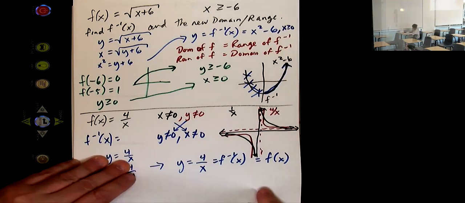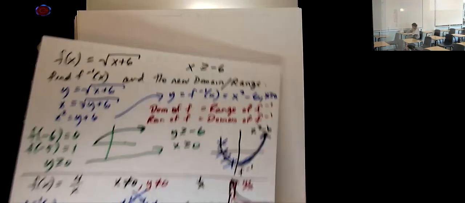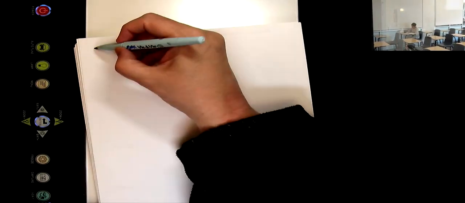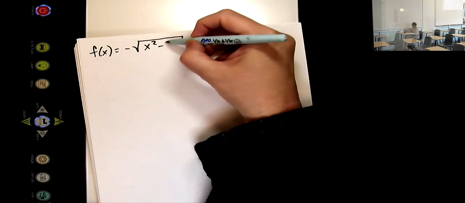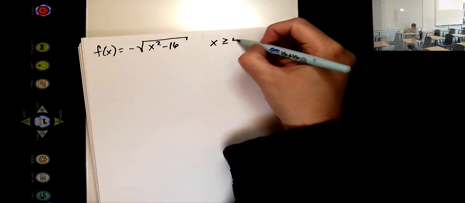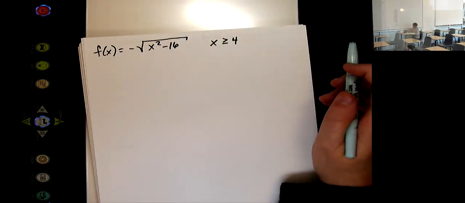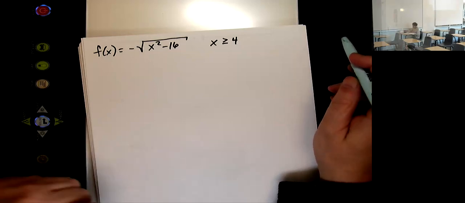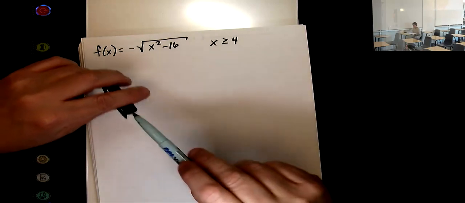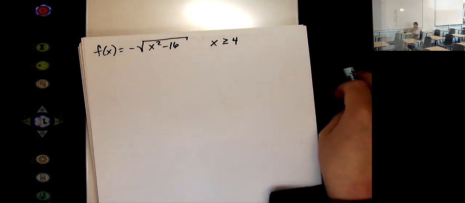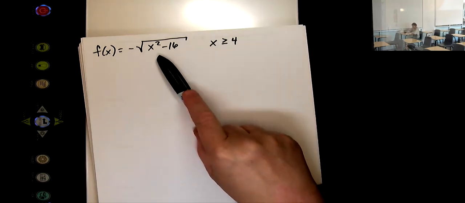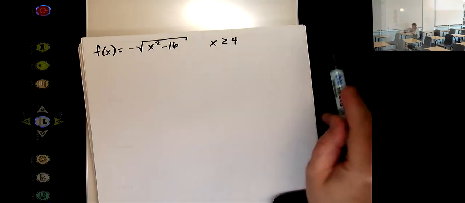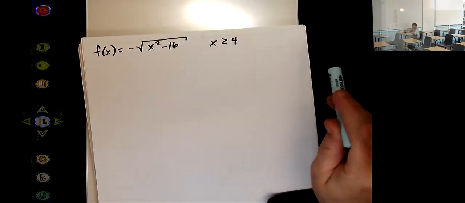Do one more fun one. Okay, so looking at this, that x squared makes me worried that it's not going to be 1-to-1, because when we have an x squared graph, it's not 1-to-1. So I'm going to try to graph this first.